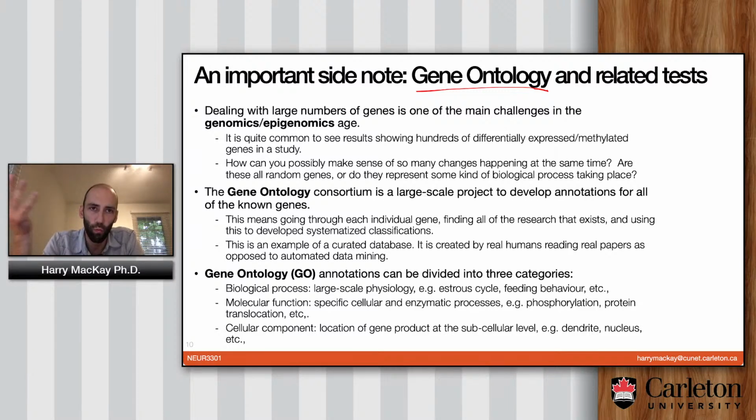So one of the main things we deal with in the genomics age is that you're looking across the genome. The genome has tens of thousands of genes, over 20,000 probably, and you could get results for dozens, if not hundreds or thousands of genes. How on earth do you make sense of thousands of genes and try to figure out what's actually happening at a deeper level?